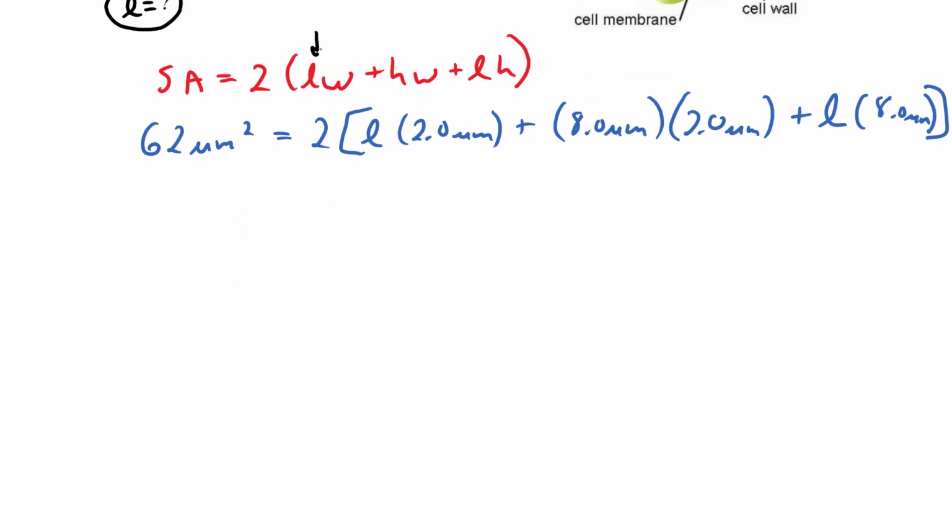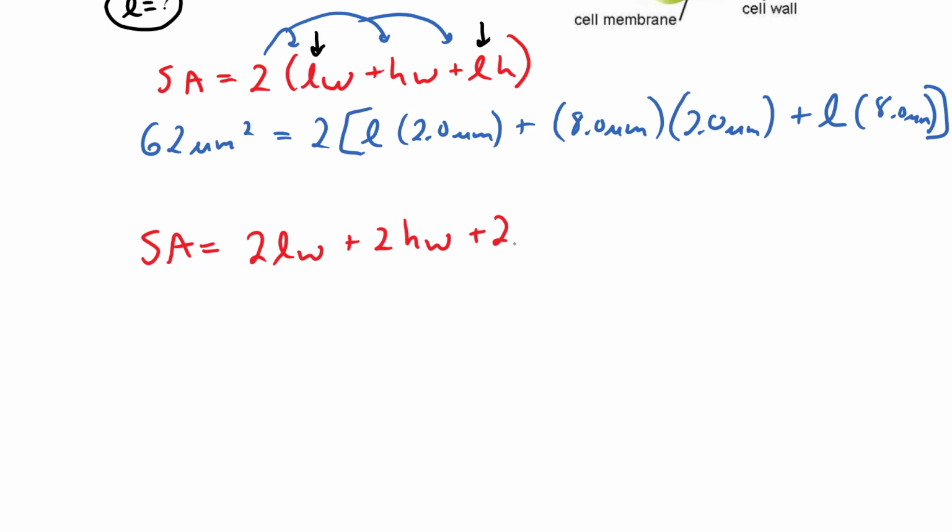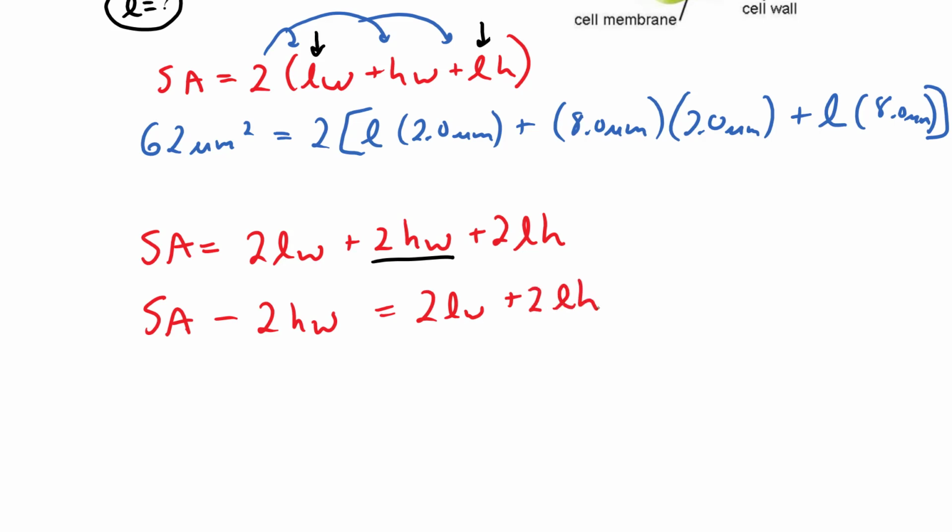With this question, we're trying to solve for length. So let's first distribute the 2 to all terms inside. Surface area equals 2 length width plus 2 height width plus 2 length height. Next, I want to place all terms that have length on one side and all the terms without length on the other side. Surface area, this term here does not have length in it. We move it to the other side of the equation by subtracting both sides by 2hw. And we're left with this equation.